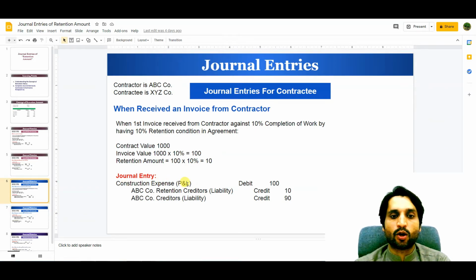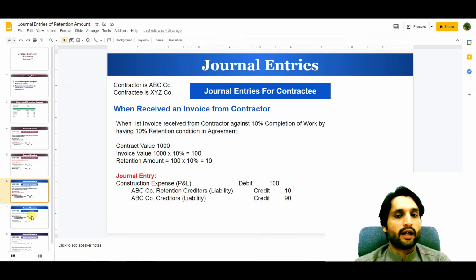Construction expense, profit and loss account, will be debited with $100. ABC company, the contractor, retention creditors liability will be $10. This is the retention. He has to create an account for the retention, ABC company creditors liability, under the current liabilities. So this $10 will be the retention amount which the contractee will be liable to pay after some time. And ABC company creditor liability account will be credited with the $90. So $100 here and $100 here, our journal entry is complete.